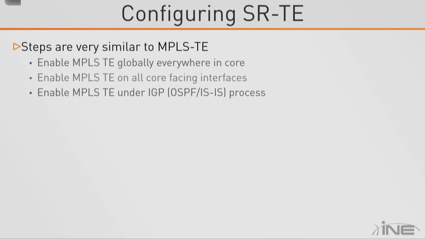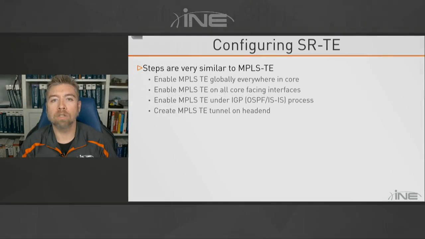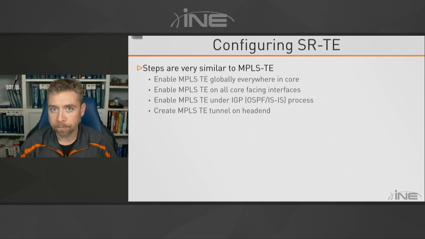Okay, so in order to enable MPLS TE for segment routing, the steps are going to be very, very similar to what we've seen before. First we need to go to all 6 nodes in the core and globally enable traffic engineering on them. We need to go to every single interface that we're doing label switching on and turn MPLS TE on there. And we need to go under our routing protocol, either OSPF or ISIS, and enable TE there. And then the last step is on the head end, where we configure the actual TE tunnel.